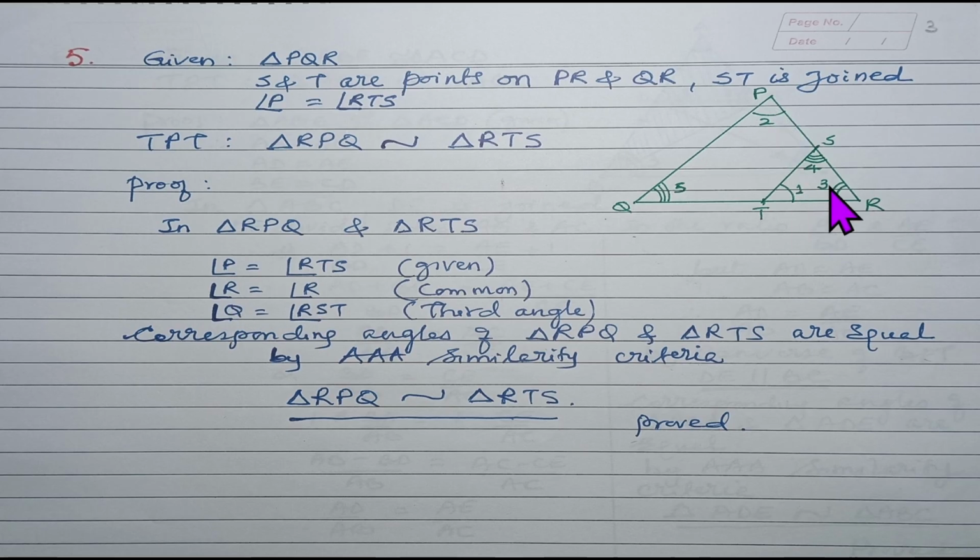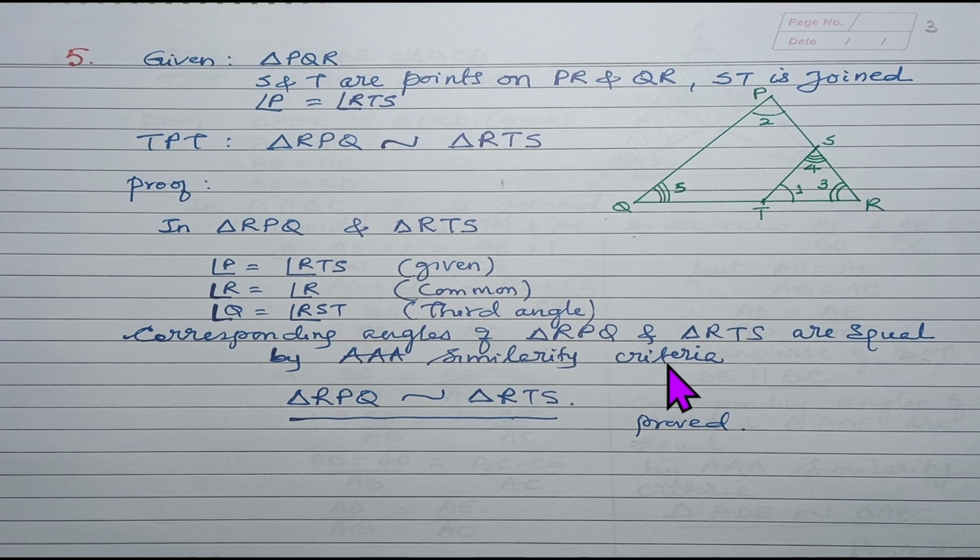Angle R is equal to angle R, it is common to both the triangles, that is RPQ and RTS. Angle R is common, therefore angle R is equal to angle R. Now angle Q is equal to angle RST, that means angle 4 and angle 5 are equal. That means the three angles of the triangle RTS and the angles of the triangle RPQ are correspondingly equal.